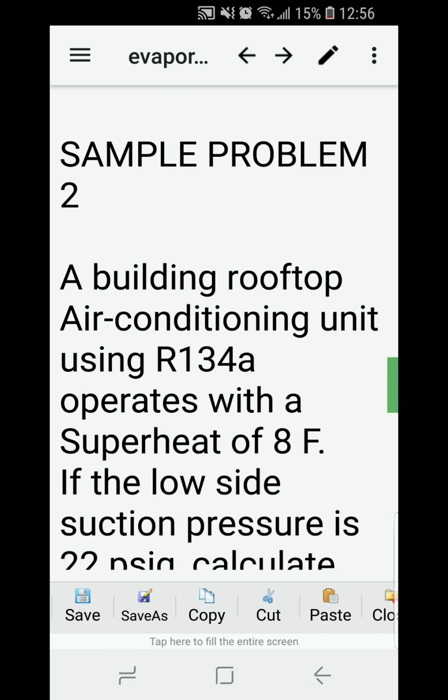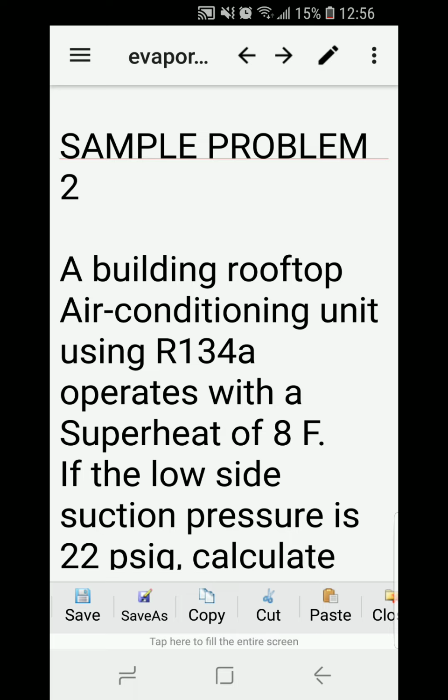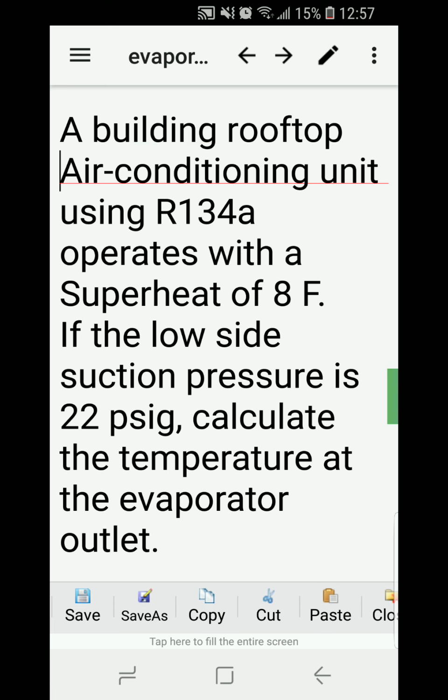Okay, sample problem number 2. In this problem, we will be calculating the evaporator outlet temperature because we are given a superheat. Reading the problem: a building rooftop air conditioning unit using R134A refrigerant operates with a superheat of 8 Fahrenheit. If the low side suction pressure is 22 psig, calculate the temperature at the evaporator outlet.